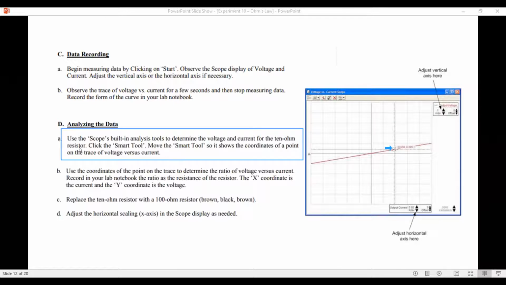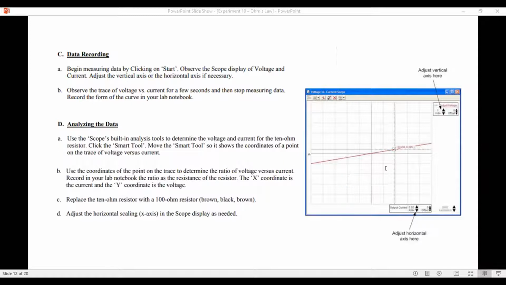So again, look where it says here, use the coordinates of the points to determine the ratio of voltage versus current recorded in lab notebook. The X coordinate is the current, the Y coordinate is the voltage. Again, the computer is going to do it for you. You are going to basically say that the slope is equal to R for these cases. All right, so slope is going to be equal to R, and we'll just worry about calculating the resistance from that.